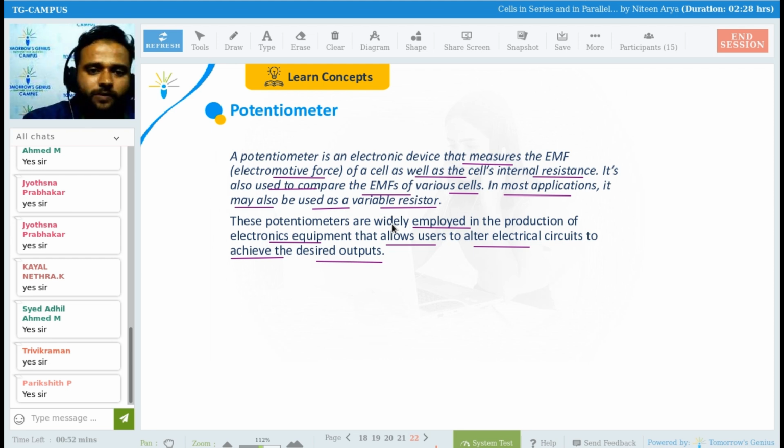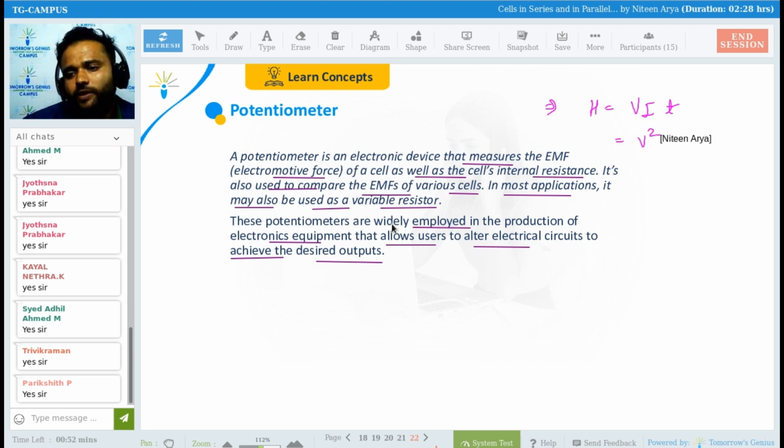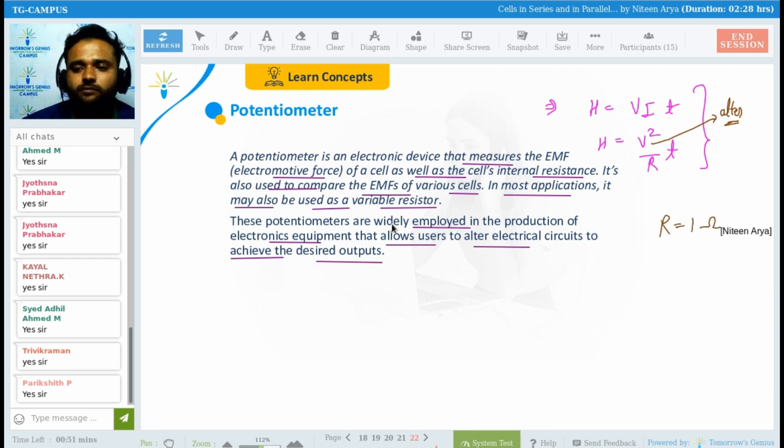And the moment I can change my voltage, using this electrical energy or heat energy relation, which is VIT, or you can say V squared T over R, right? Because I can handle and alter this V using the potentiometer with the voltage divider method, I can change the heat also, along with time and resistance. Suppose I put resistance 1 ohm and I fix time also. So now my heat energy is directly proportional to V squared, which I can alter with the help of this device.